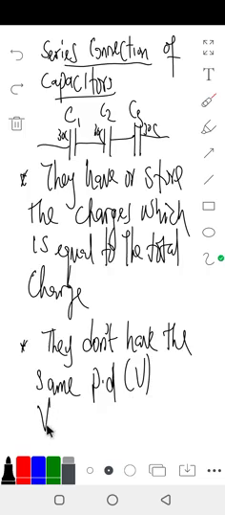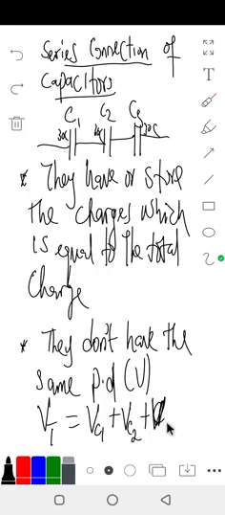And the total voltage, take note, the total potential difference or the total voltage is the sum of the voltage in C1 plus the voltage in C2 plus the voltage in C3. That is the total volt. That means to get the total volt, you have to add the volt in each of them. They don't have the same potential difference, but the total potential difference is the sum of their potential differences. Take note. When they are in series, they don't have the same potential difference.